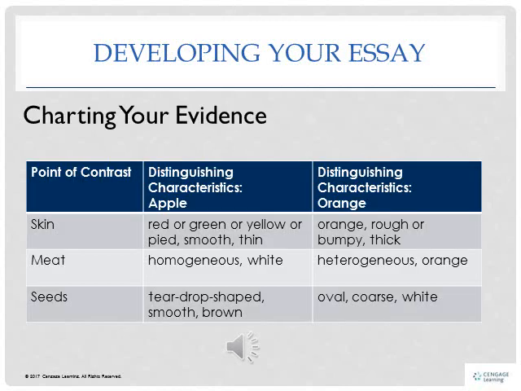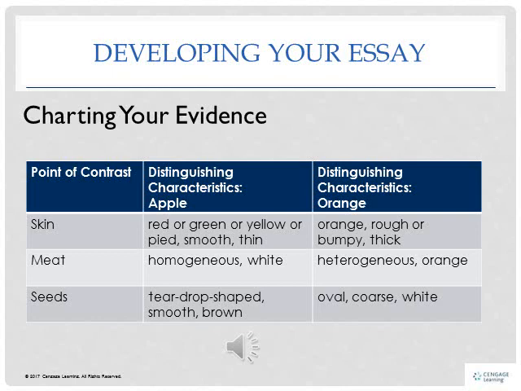Now, with any contrast essay, it is important to develop some kind of chart, so that way you have easy access to the points of contrast and the distinguishing characteristics, and that's what I've provided for you right here. So you can see skin, and of course it's red or green or yellow or pied. It's smooth, thin for the apple. The same thing with the orange. It's orange, it's rough or bumpy, and it's thick, and on down the line, just what we covered.